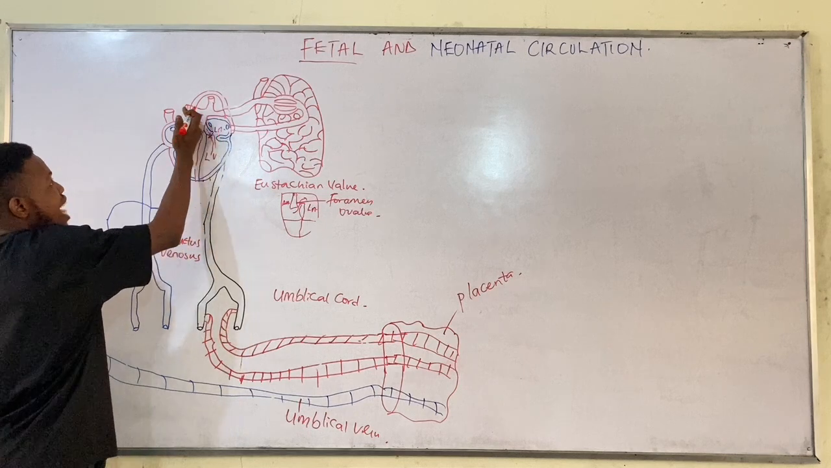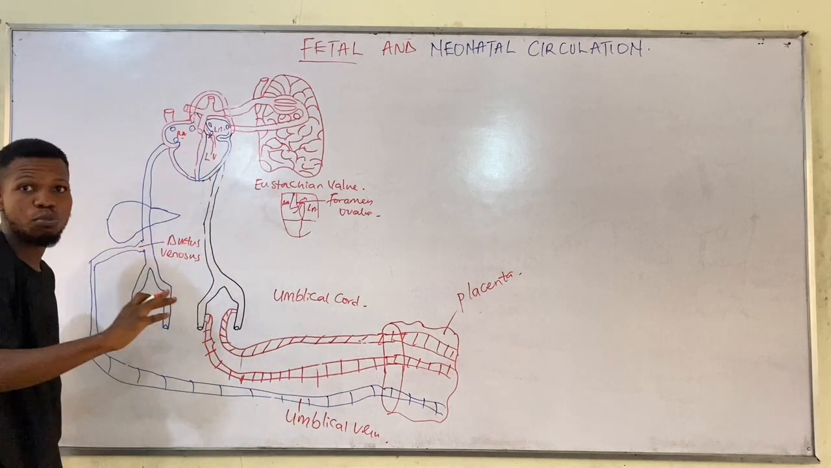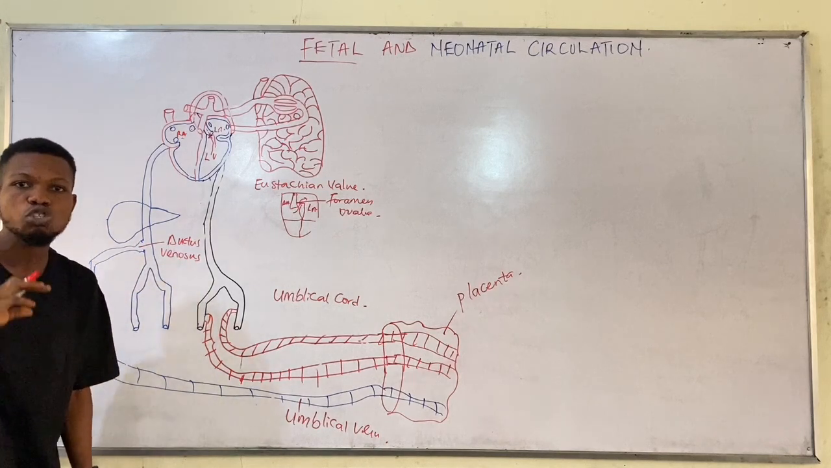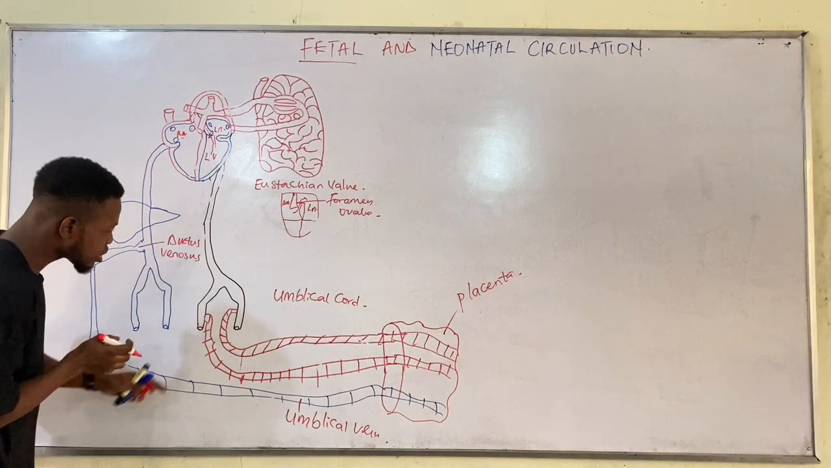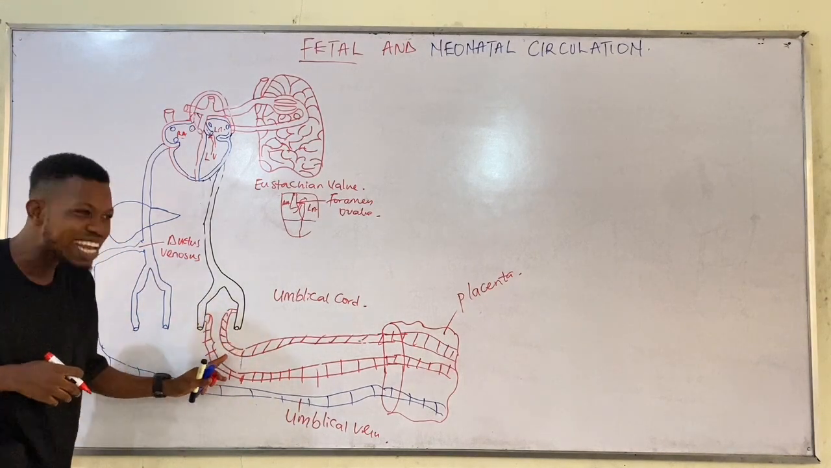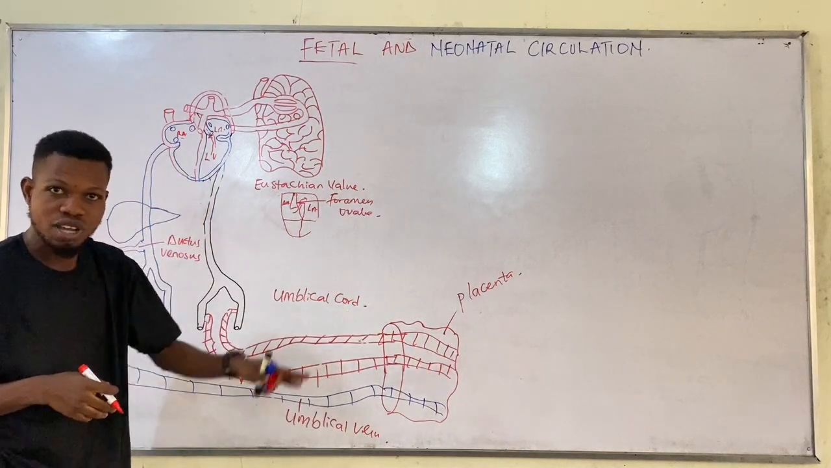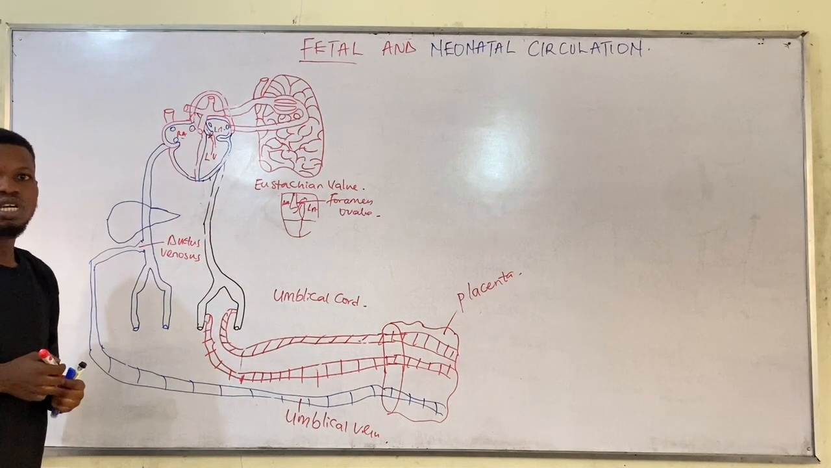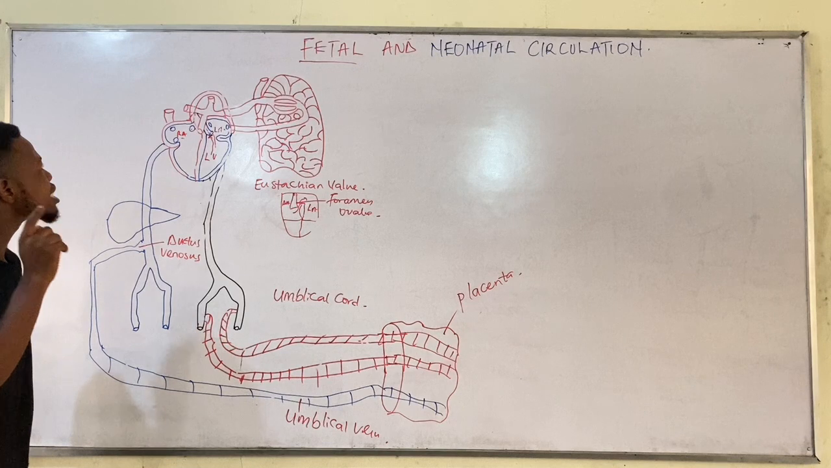It goes into the ascending aorta, the aortic arch, and the descending aorta to other parts of the body. Then when the oxygenated blood becomes used up by the other parts of the body, there's something we call the umbilical artery. These two umbilical arteries will now return the blood back to the placenta for the purpose of oxygenation, and the circulation continues.